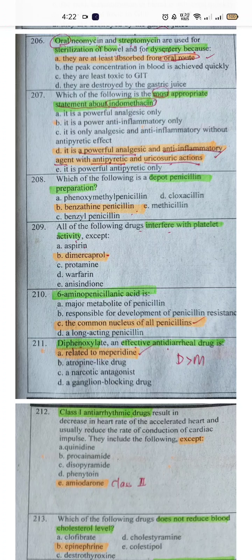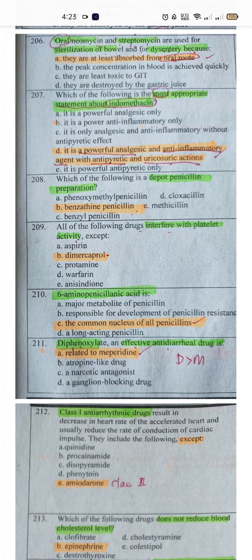208. Which of the following is a depot penicillin preparation? That is your benzathine penicillin. Your benzathine penicillin is a depot penicillin preparation. It is very insoluble in water and requires 3,000 ml to dissolve 1 gram, and this property gives the compound great stability and prolonged duration of effect.